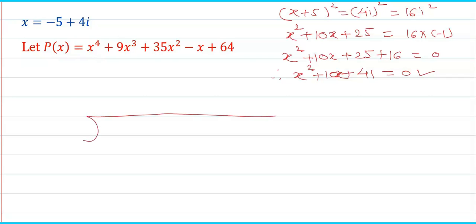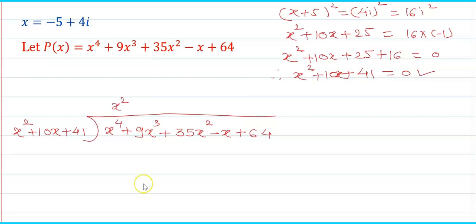x raised to 4 plus 9x cube plus 35x square minus x plus 64 by x square plus 10x plus 41. Okay, now the first term is x raised to 4.